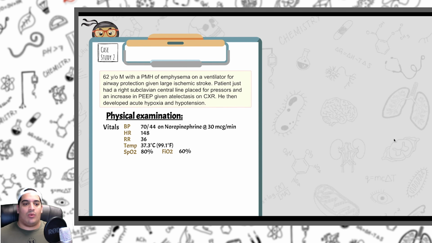Heart rate is 148, so he's tachycardic. He's breathing at a rate of 36, so he's tachypneic. Temperature is okay, and they're on 80% SpO2 with FiO2 of 60% on the ventilator. So not a good sign here. They are hypotensive and in a shock state with norepinephrine on, tachycardic, tachypneic, and severely hypoxic. With this being said, I'm definitely concerned for a tension pneumothorax in this patient.